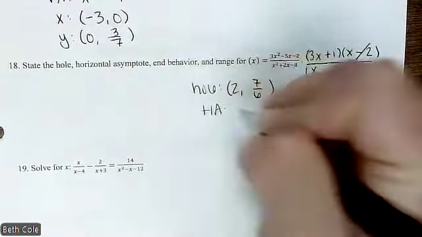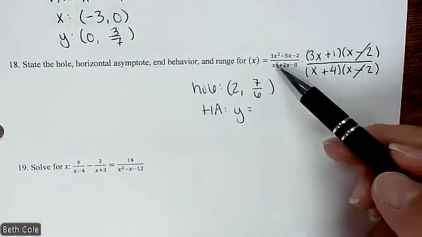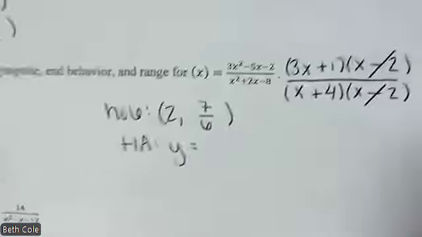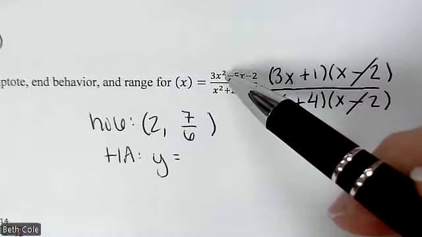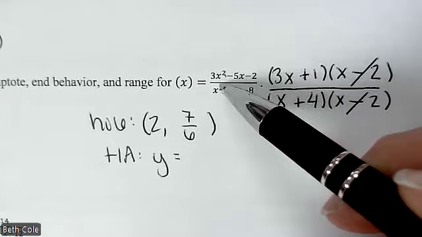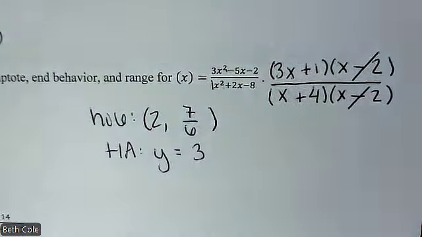Horizontal asymptote. This one's a little bit tricky. You have to compare your powers. Look where I'm pointing. Have your attention. All right, do you see how that's squared and that's squared? What does that mean you use? Coefficients, good, which is 3/1, which is 3.